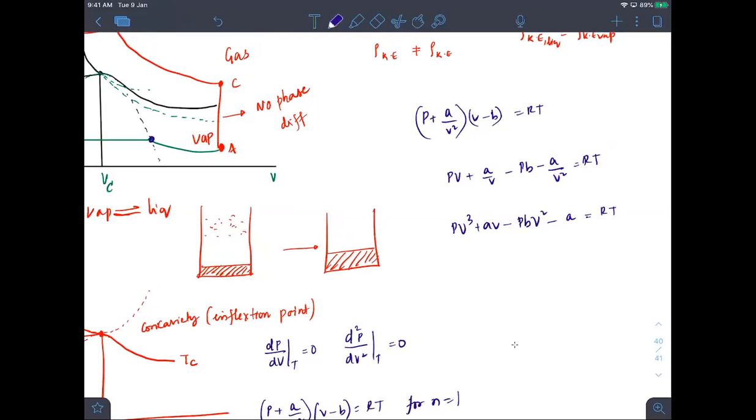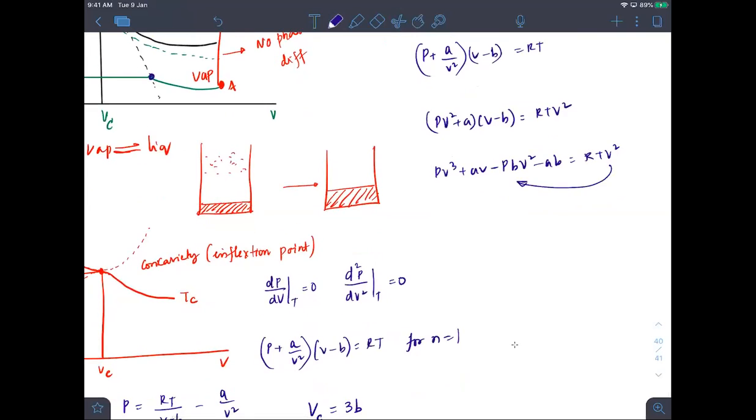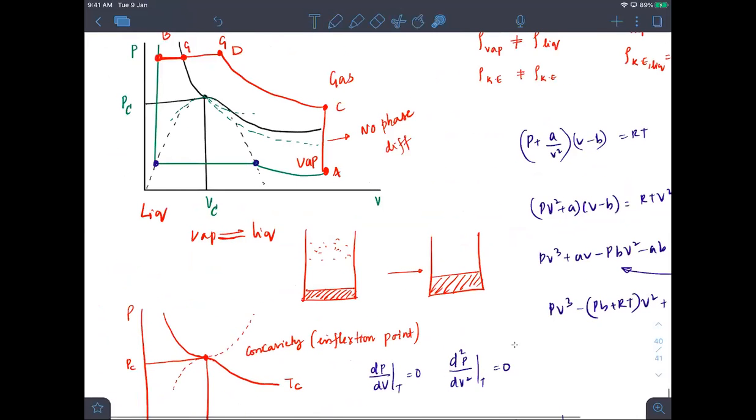Where did B go? Minute. I'll rewrite that. Just take this as (PV square plus A) into (V minus B) is equal to RT V square. Now it will become easier. So PV cube plus AV minus PBV square minus AB is equal to RT V square. So if I bring this RT to the other side, it is like a third degree polynomial. So you will have PV cube minus (PB plus RT) into V square plus AV minus AB is equal to 0. So we just have to solve this third degree polynomial between these 2 points.